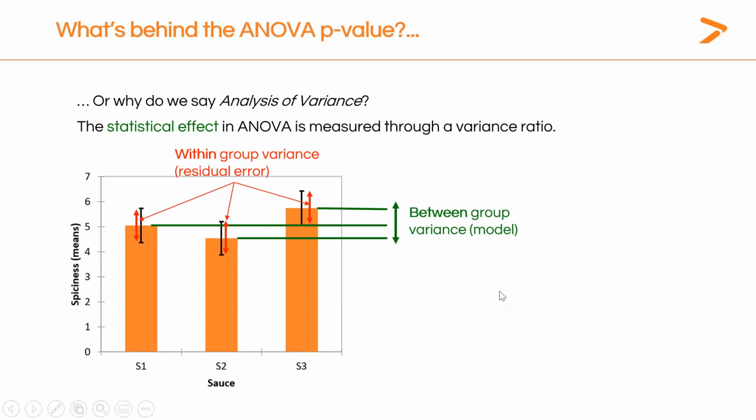And actually, what ANOVA does behind is that it computes a ratio called the F ratio, which divides the between variance by the within variance, so the green one by the red one. So the higher the F ratio is, the stronger your group effect is. So the stronger your explanatory variable effect is. So when the F value increases, the p-value decreases, the more you are likely to reject the null hypothesis.